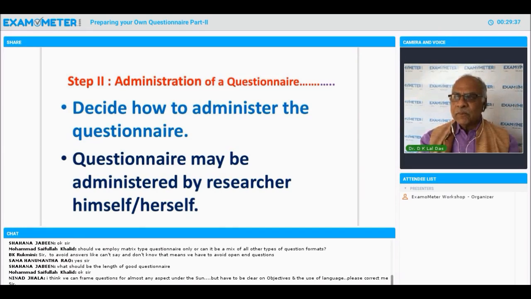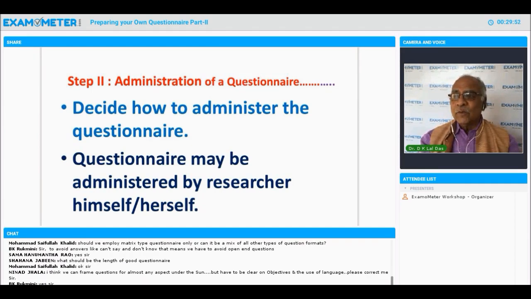Second is, your question is correct, but the respondent has not understood. This is another source of error. You have framed a question, you had one meaning in your mind, and the respondent, after reading it, gets a different meaning of that question. These are the different sources of error.